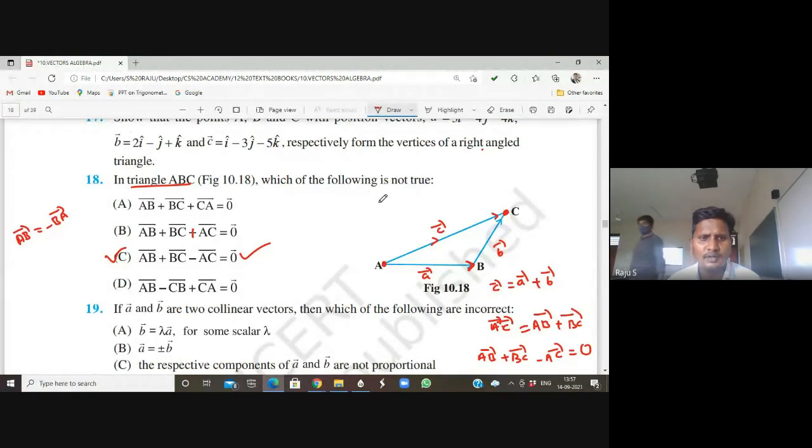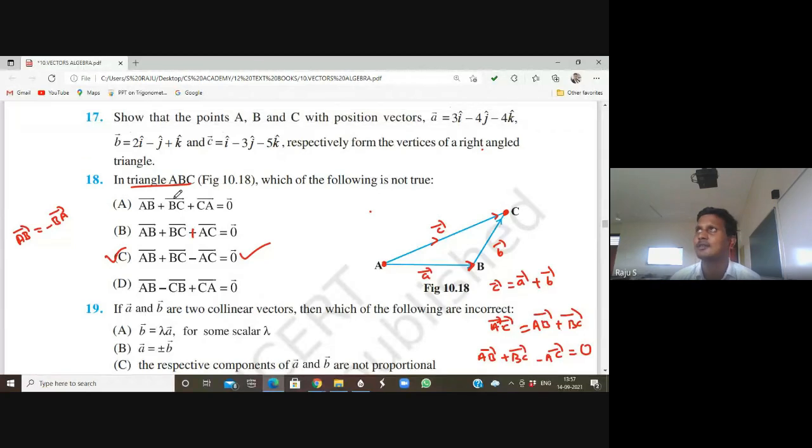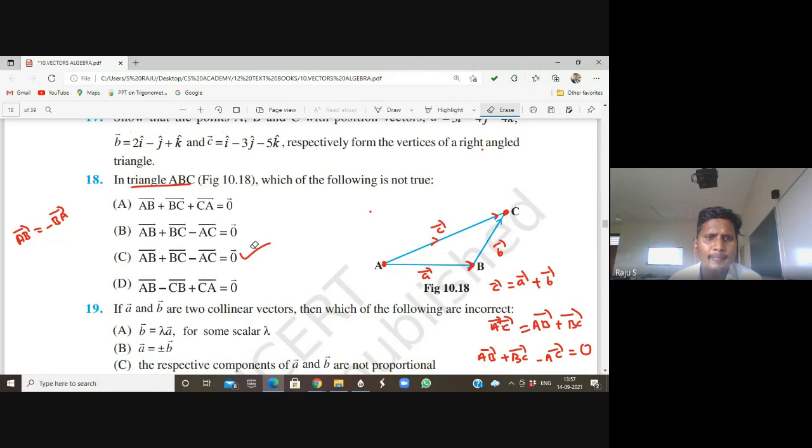Which is not true means, I'll tell you. AB plus BC plus AC. First option is wrong according to this. Which is wrong? Tell me first. Option A or option C? AC minus B. According to the direction, you can just check it once. AC direction is there. This is true only. This is the starting point, ending point. A vector to A vector is always 0.